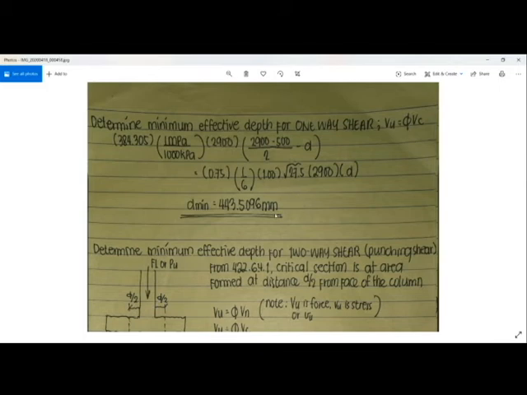Will this be the new effective depth that we use? In the later parts, we will first check if this is already the minimum depth, because a higher requirement may still come out. So let's leave this for now and move on to our next problem, also concerning one-way shear.